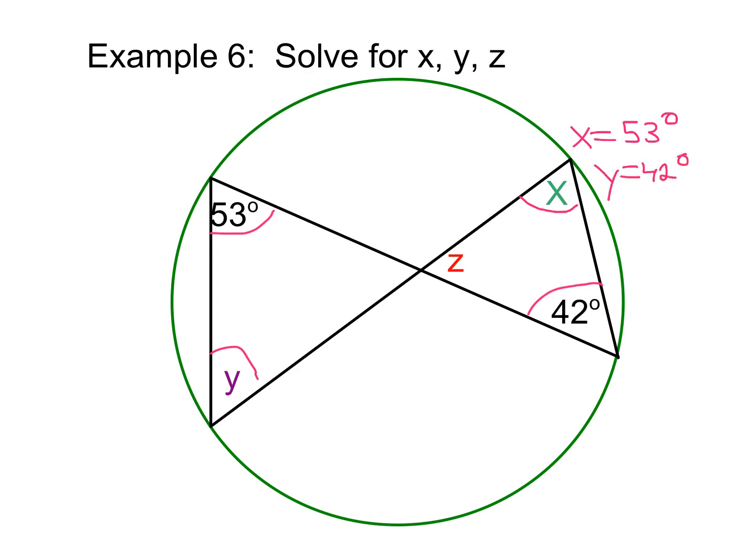Finding z now is easy because we have 53 degrees and 42 degrees in this triangle. That makes 95 degrees. And so angle z has to be 180 minus 95 degrees. And so angle z is 85 degrees. And so z equals 85 degrees.